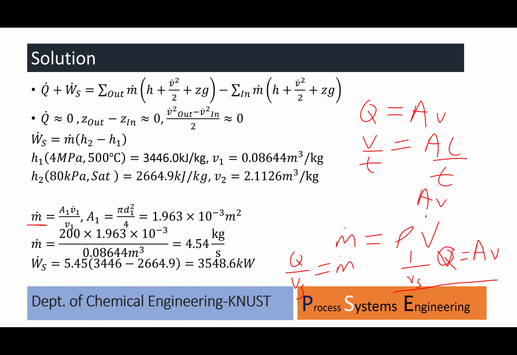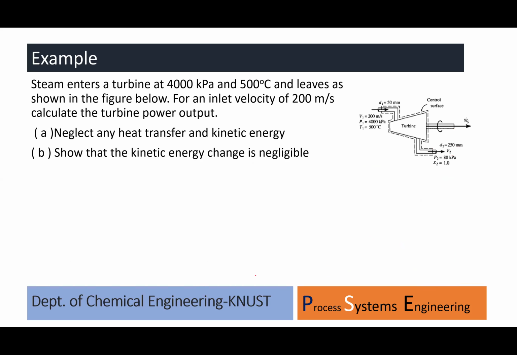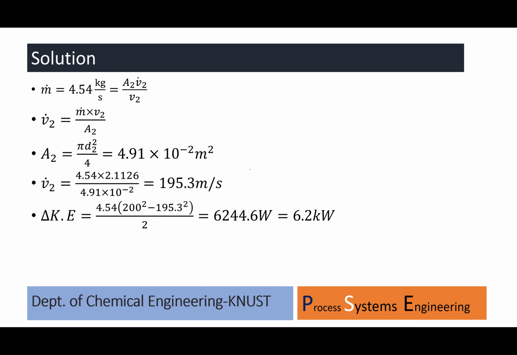Okay, so I'll get the mass flow. So I can now put that mass flow into this expression here. My H2 and H1, I read them from the steam table. So I can put everything in there and then I'll get the work that is done in kilowatts. The next part of the question says that we should show that the kinetic energy change is negligible.